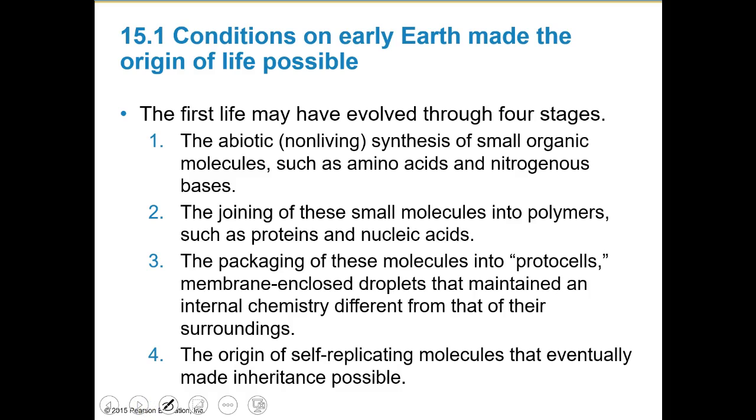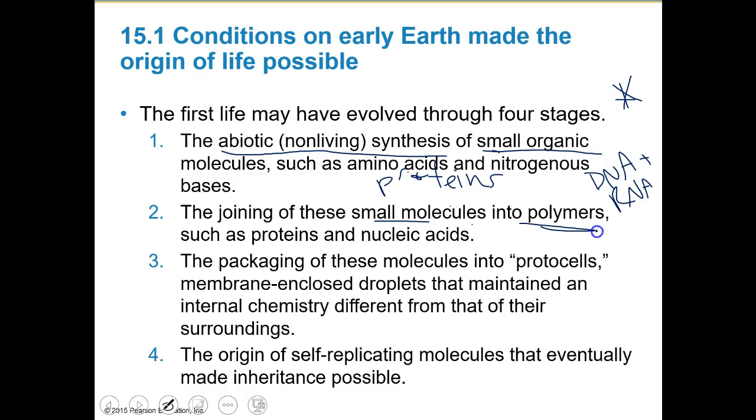So life evolved in 4 stages, and this is really the only thing that I'll say about these, but it is helpful to have an idea of them. First, there was abiotic, non-living synthesis of small organic molecules like amino acids, which make up proteins, remember? And nitrogenous bases, which make up our 2 nucleic acids, DNA and RNA. So probably putting together some of those important molecules. Then we have the joining of these small molecules into polymers. So first we just have small organic molecules. Then we have polymers, or these big macromolecules like proteins and nucleic acids.